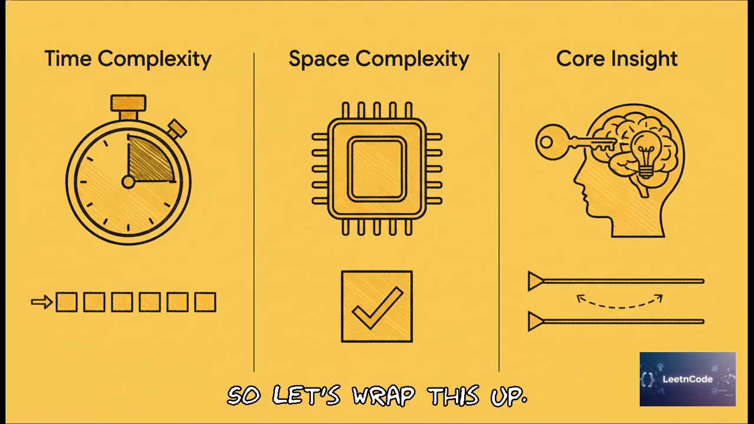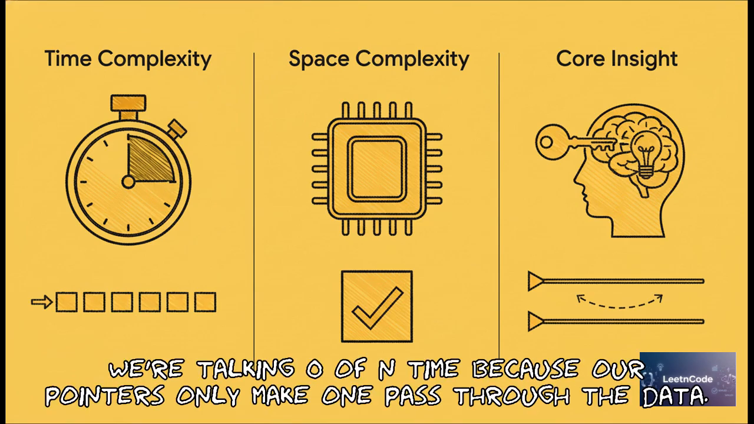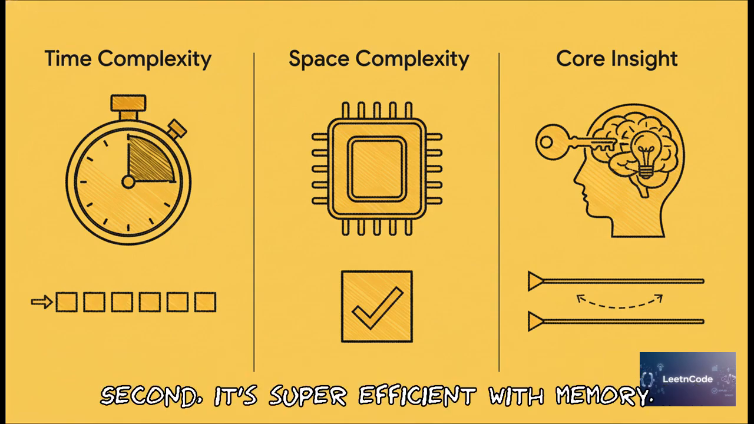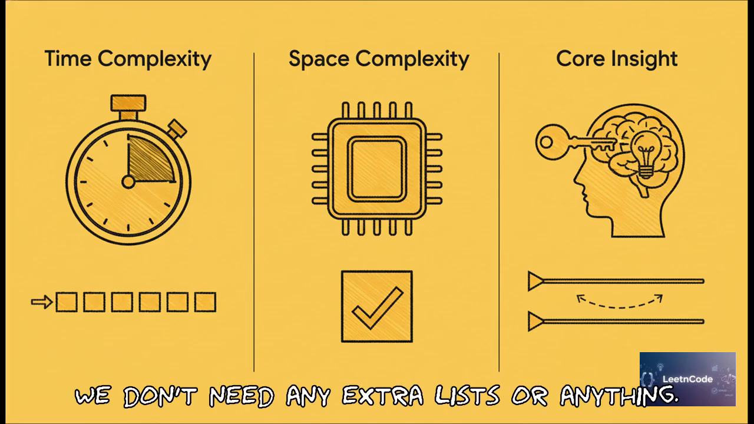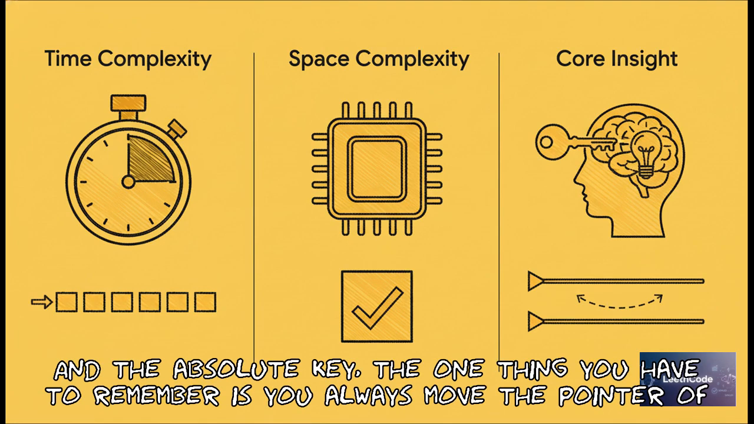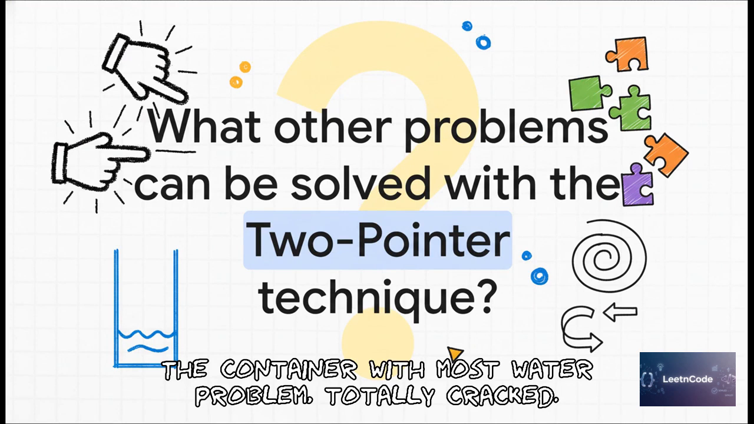So, let's wrap this up. What are the big takeaways? First, this thing is fast. We're talking O of n time, because our pointers only make one pass through the data. Second, it's super efficient with memory, O of 1 space. We don't need any extra lists or anything. And the absolute key, the one thing you have to remember, is you always move the pointer of the shorter limiting line. And there you have it, the container with most water problem, totally cracked.